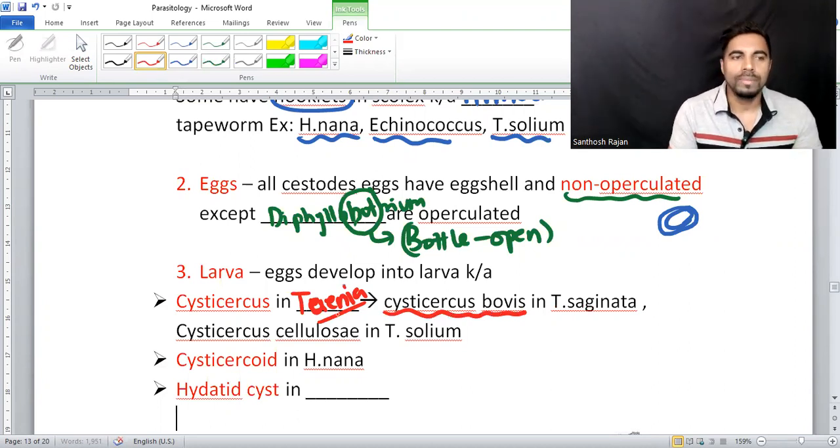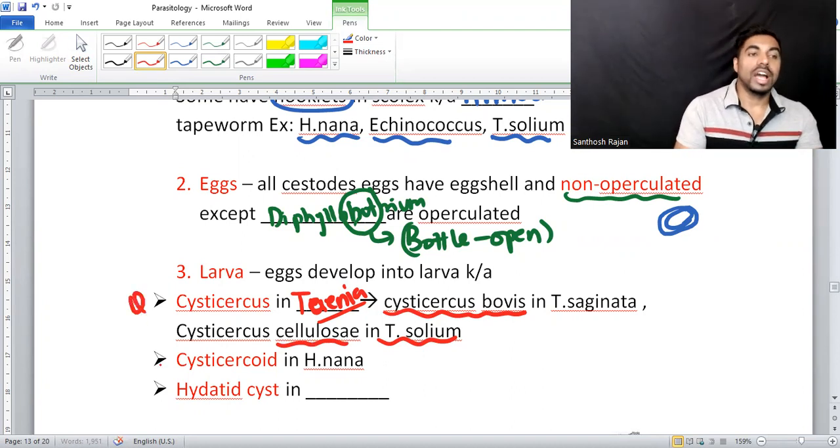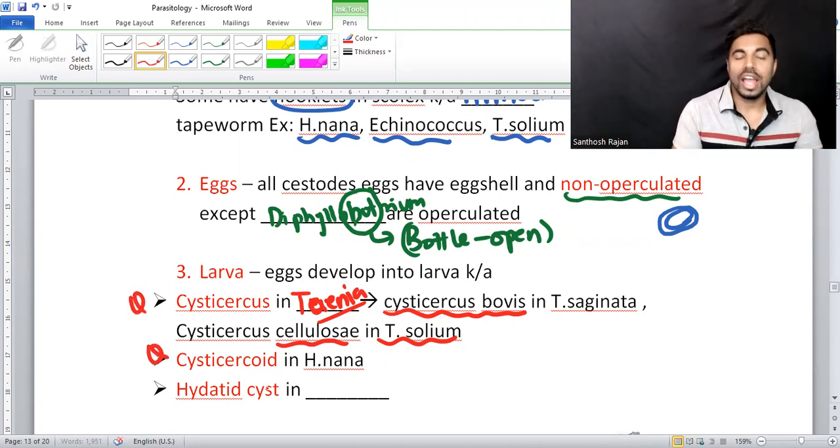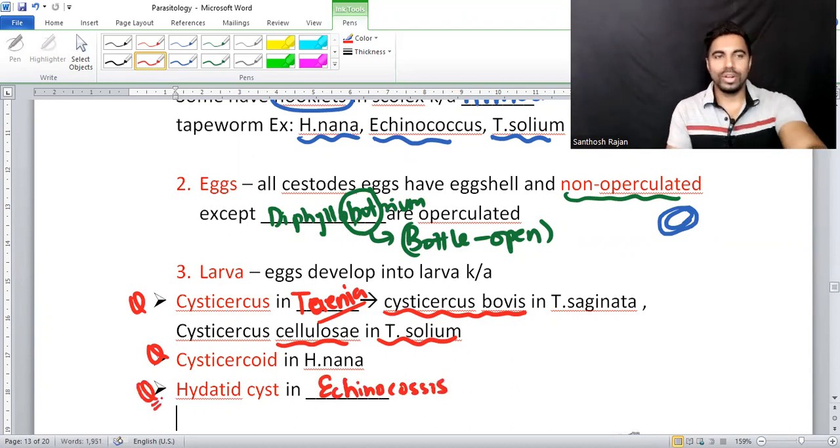Cow goes with bovis, and cellulosae is for pig, so in solium we call it cellulosae. Remember that also. Cellulosae is pig and bovis is cow. So Taenia has cysticercus. Otherwise, it is called cysticercoid in H. nana, and hydatid cyst is in which one? Echinococcus. In echinococcus, you call the larva a hydatid cyst. Got it? That's it.